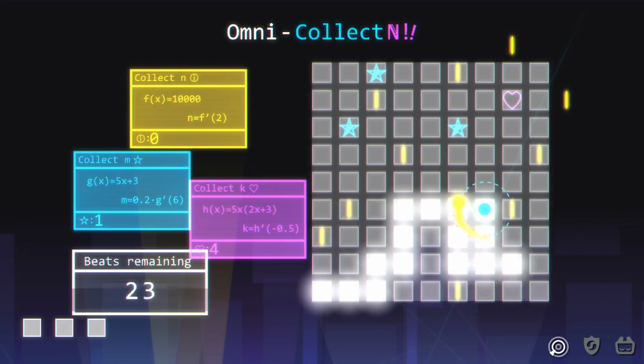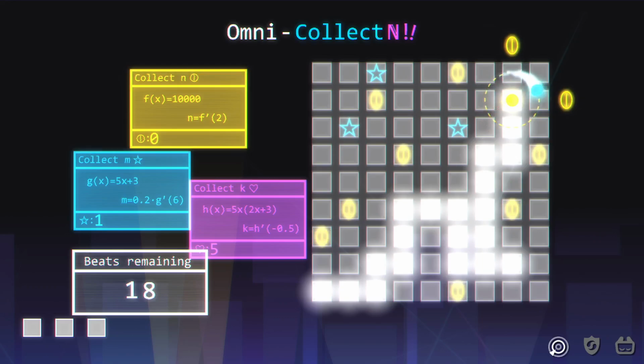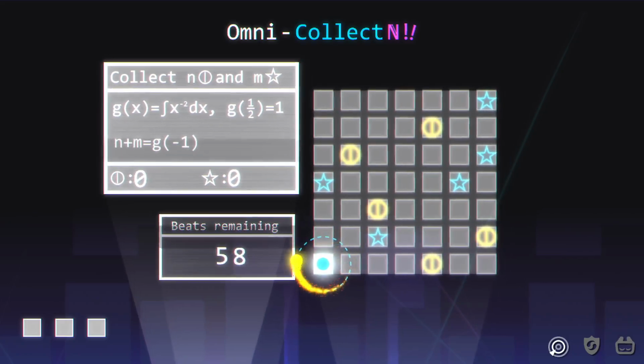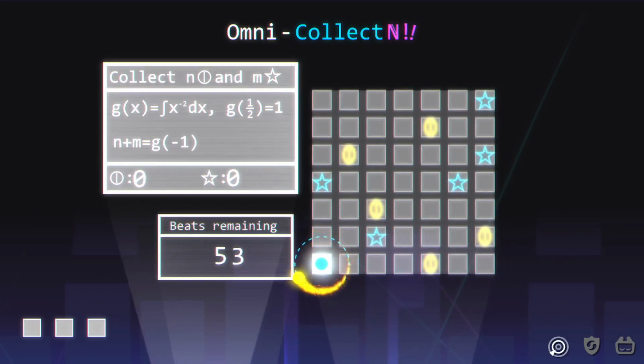Hold on, I still have to avoid the stuff. Okay, there we go. That's 5 hearts and 1 star. Again, it's a lot more important to me that I get these right than I get these on time. Holy shit, dude.